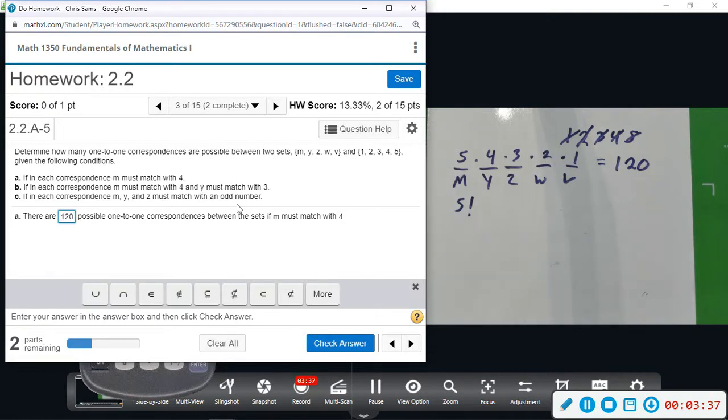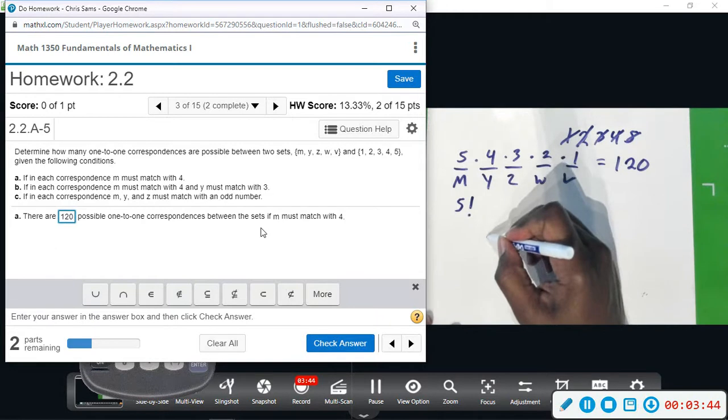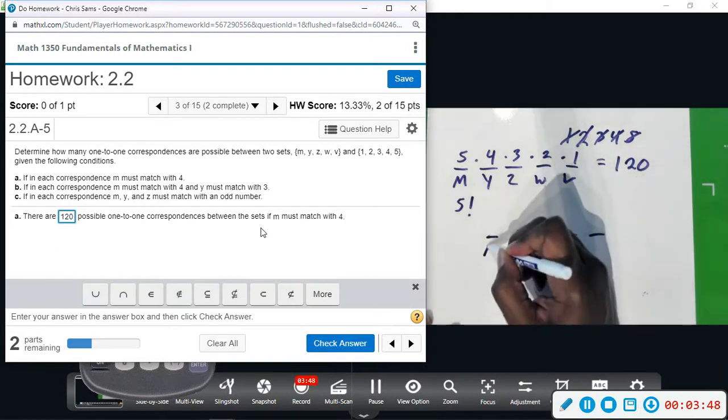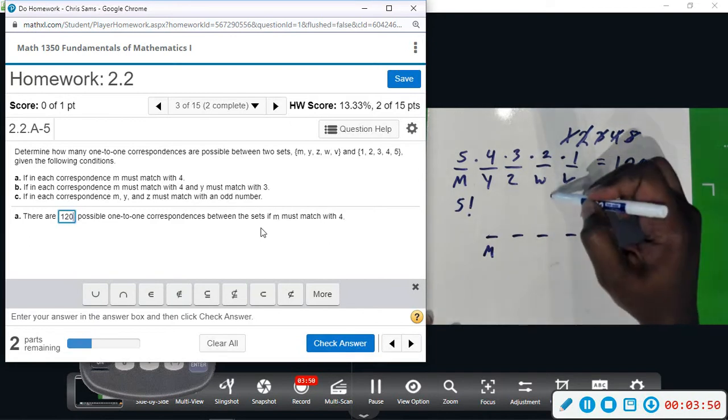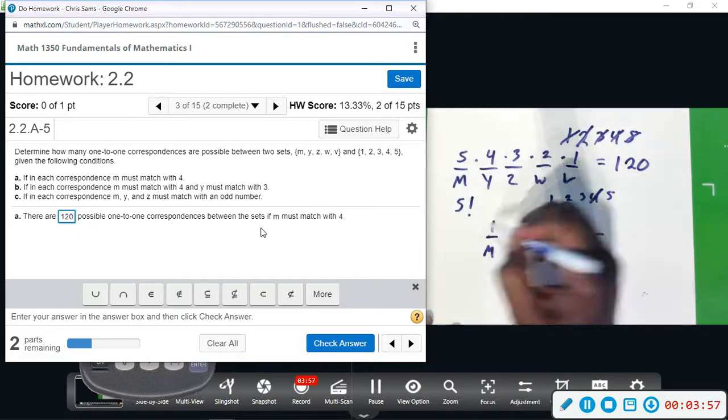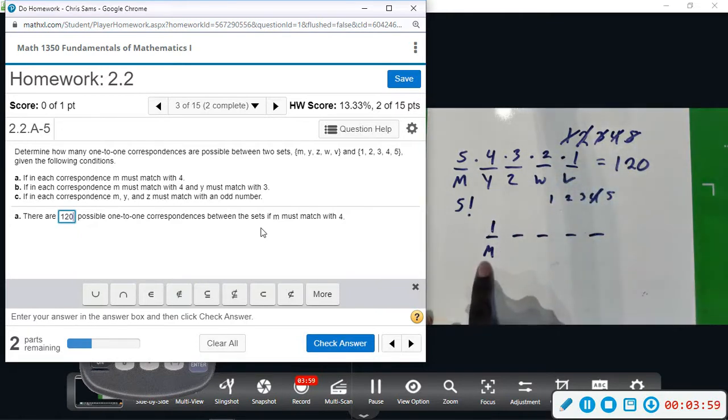However, we do have a restriction. This says M must match with 4. Okay, so let me show you the difference here. We have 1, 2, 3, 4, 5. So this letter M has to match with the number 4. That takes away my options for M. M only has one option. It can only be matched with 4.